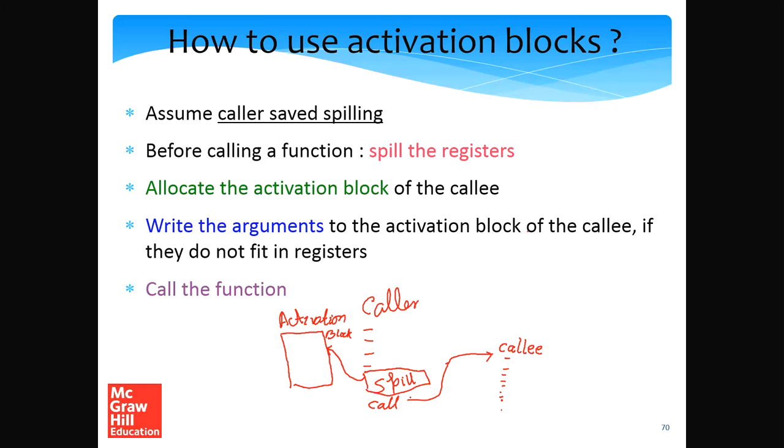And before the caller calls the callee, one more thing that it can do additionally: this is one example where the arguments are being passed via registers, but we can alternatively also pass them via the activation block. So in this case, what will happen is that we spill the registers, then the caller allocates an activation block for the callee. So I'm writing alloc. Then it writes the function arguments to the activation block of the callee function. And then we have the call instruction where we call the callee.